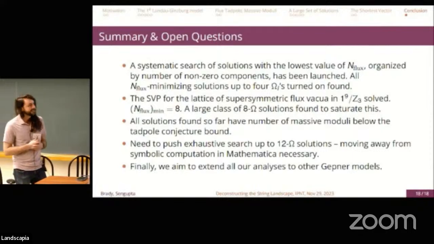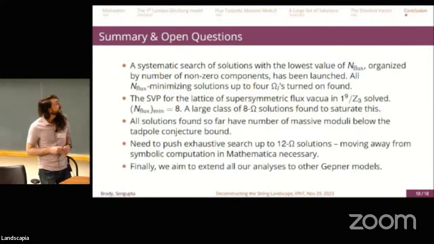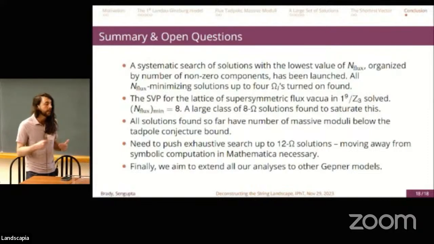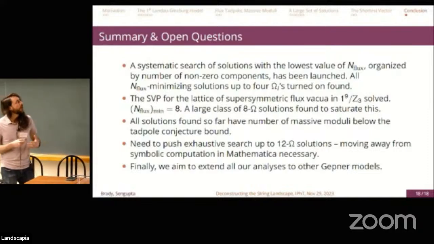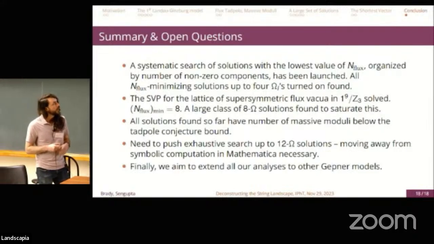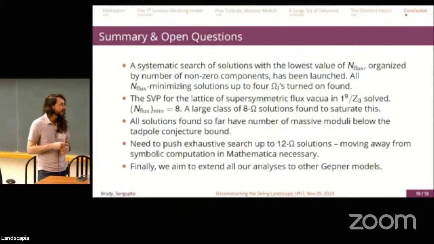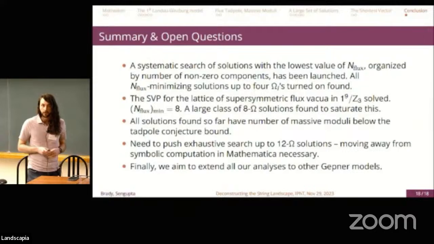Okay, so wrapping it up. All solutions that were found have a number of massive moduli below the tadpole conjecture bound, so there's no discrepancy in that. Next steps are to push this search exhaustively, hopefully to 12 omegas, and this would likely require us to move away from the symbolic computation of Mathematica. Finally, we aim to extend all our analyses to those other Gepner models that I mentioned, the 2 to the 6 and so on. So, thank you.